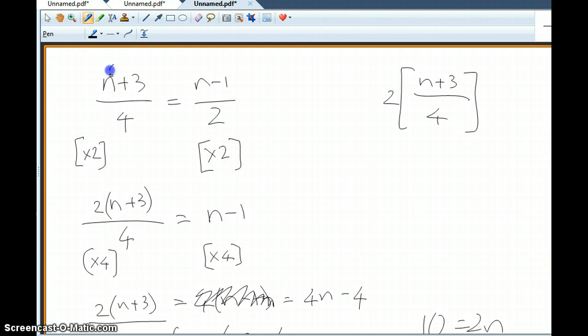Watching. 5 plus 3 divided by 4. 2, right? That comes to 2. 5 minus 1, 4 divided by 2. That side comes to 2. So 5 works. Done.